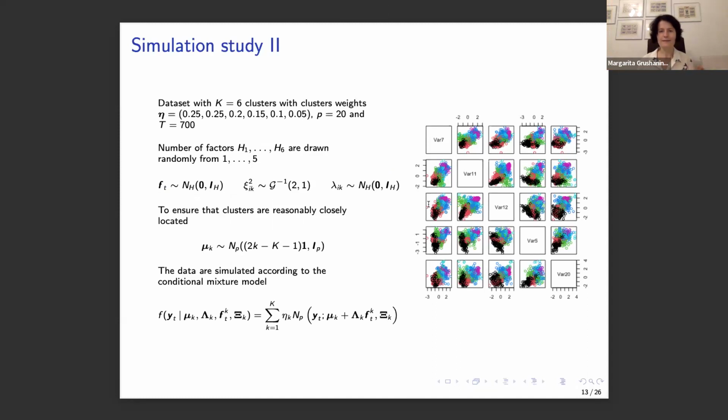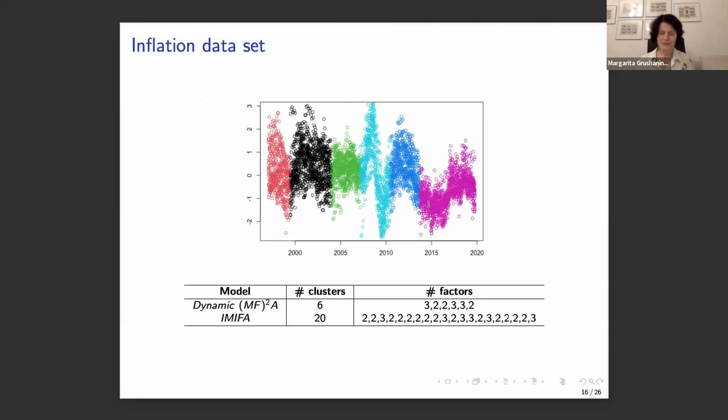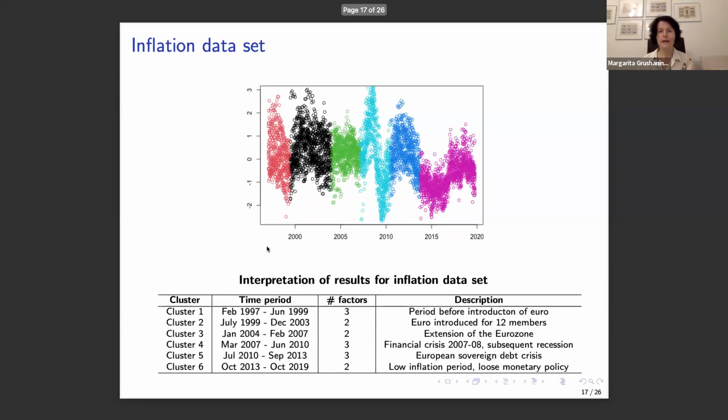Okay. Yes. Then I'll leave the second simulation study and just show the example on the inflation data set, which I showed in the beginning. So when we run our model, there are 6 clusters in this inflation data set with either 3 or 2 factors in each cluster. And when we run the alternative model with the non-parametric priors, which I described in the beginning, there were 20 clusters, and basically each cluster was more or less like 1 year in the data set. And here we also try to explain these clusters, so they actually quite fit.